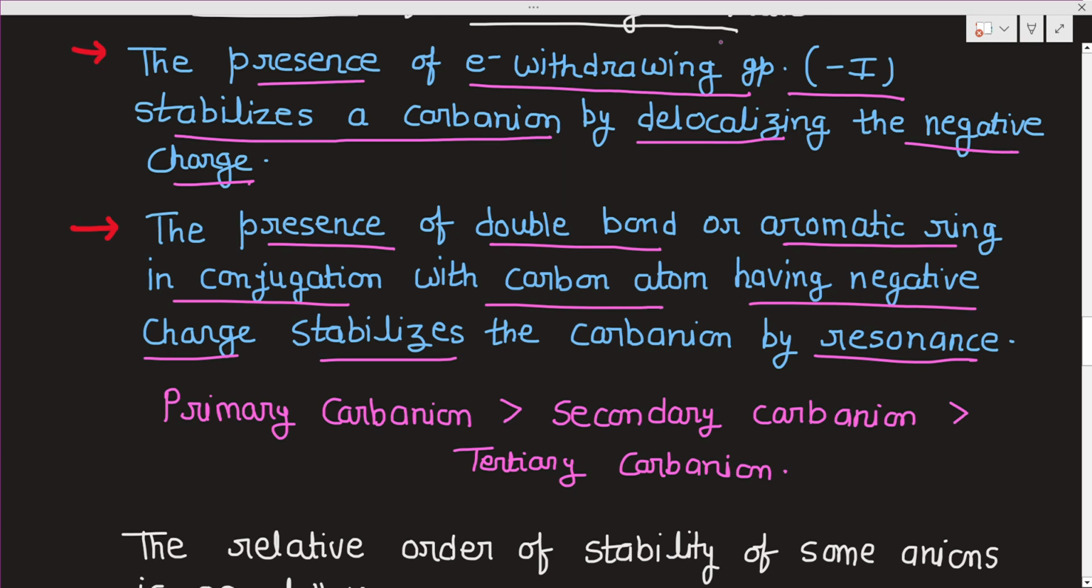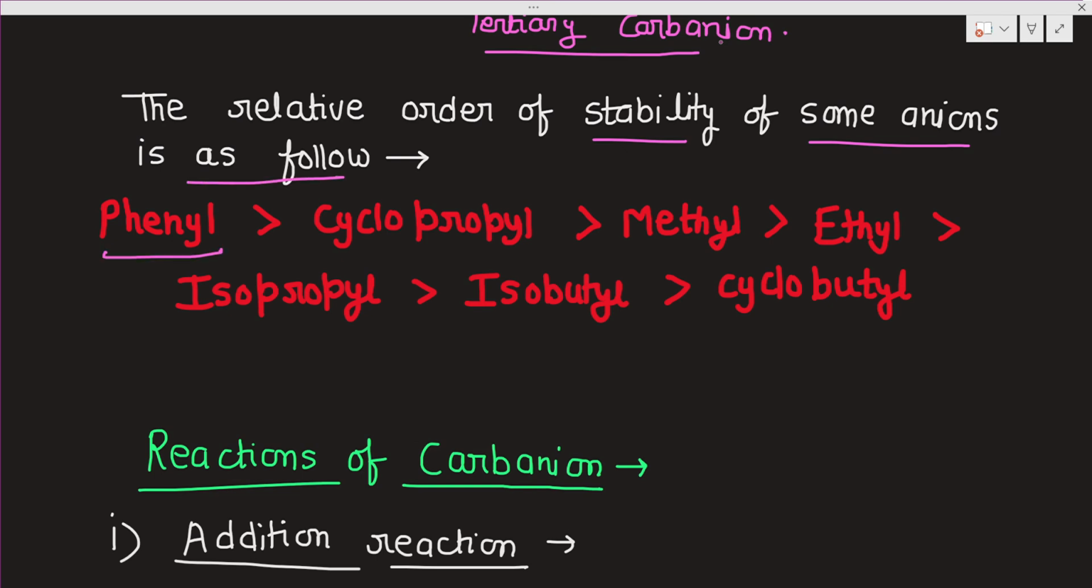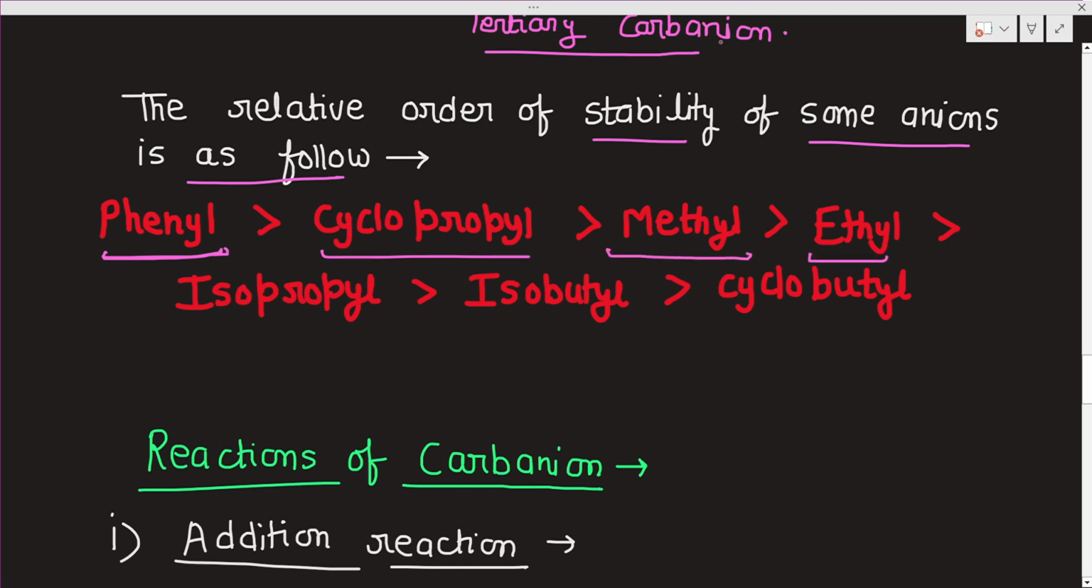So we can say there will be an opposite order to that we have seen in the case of carbocation. Primary carbanion will have higher stability, then secondary carbanion, then the tertiary carbanion. The relative order of stability of some anions is given in the following manner. Phenyl group will be most stable because here the charge can be distributed over the aromatic ring. Then cyclopropyl anion, then methyl anion, then ethyl, then isopropyl, then isobutyl, and then cyclobutyl. This will be the order of stability.